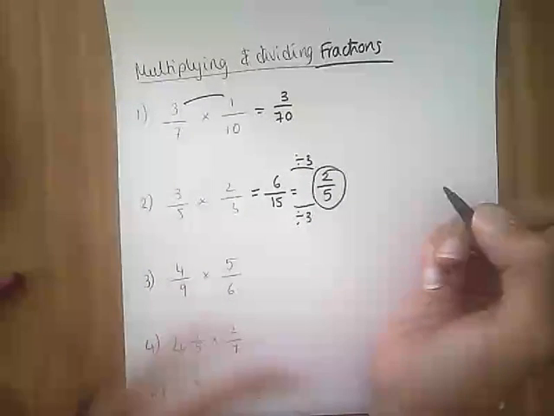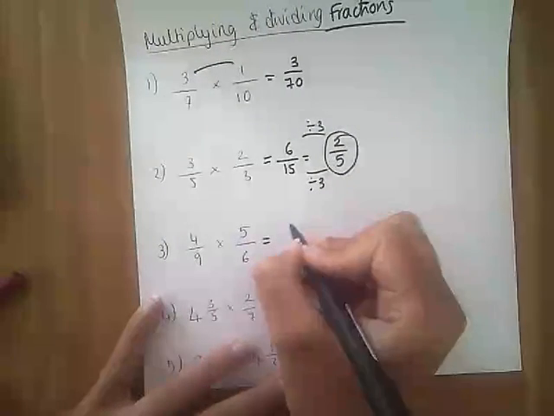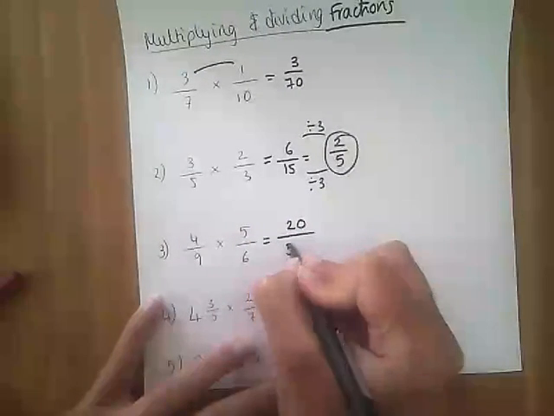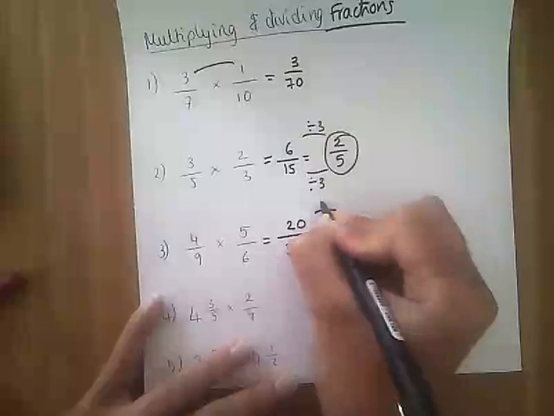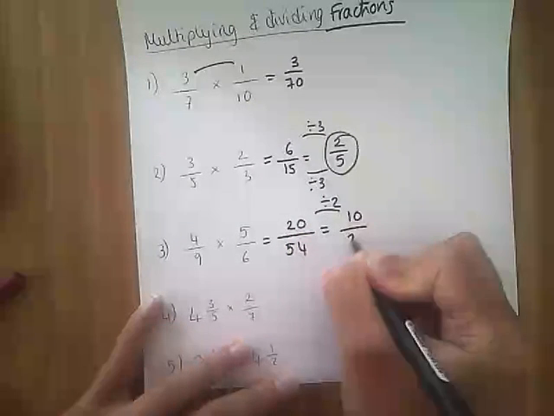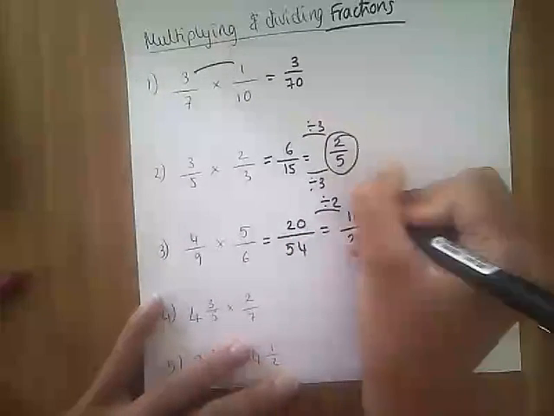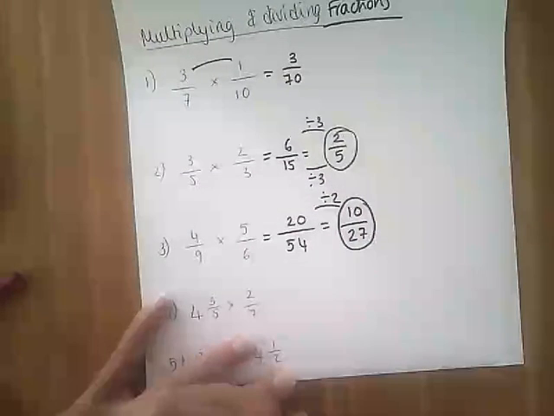Similarly, 5 times 4 is 20, 9 times 6 is 54. We could halve the top and bottom, so we get 10 over 27, and that is as simple as that goes, so the answer is 10 over 27.